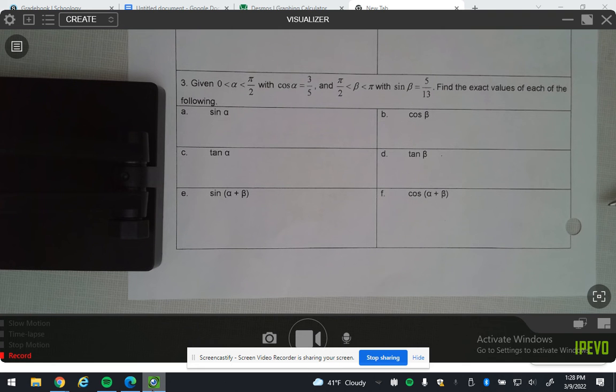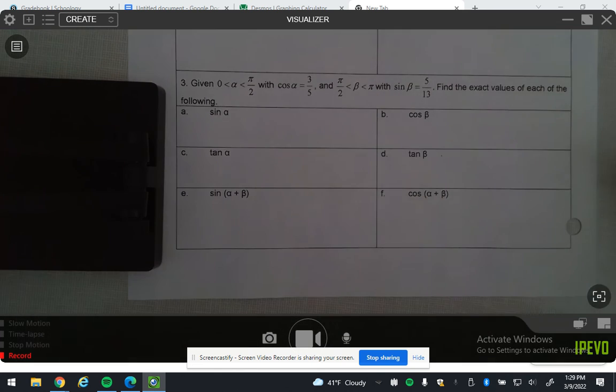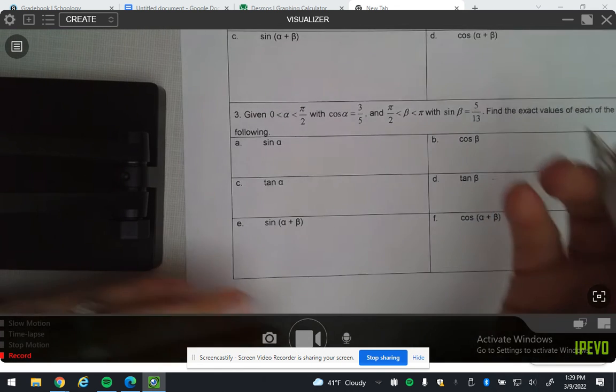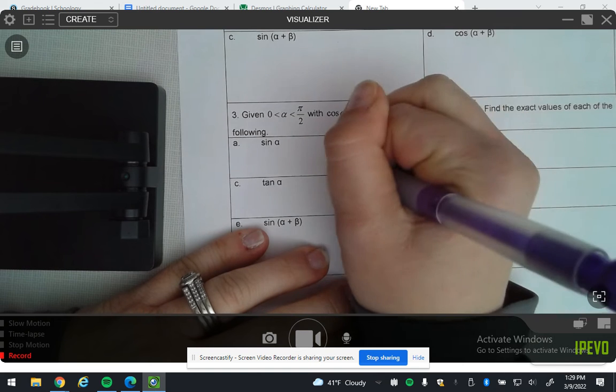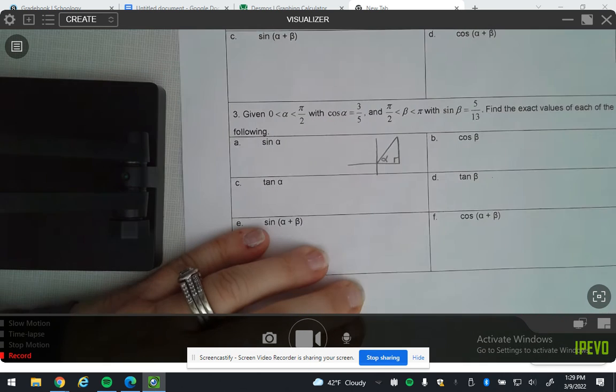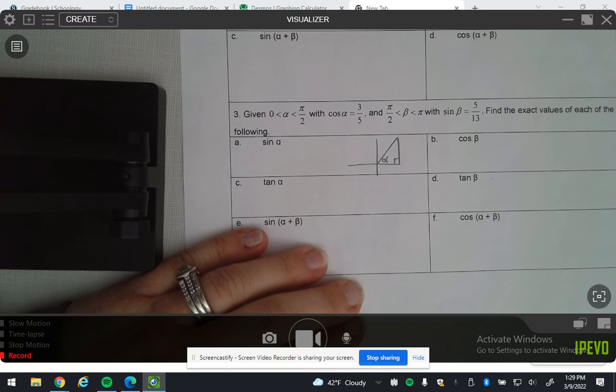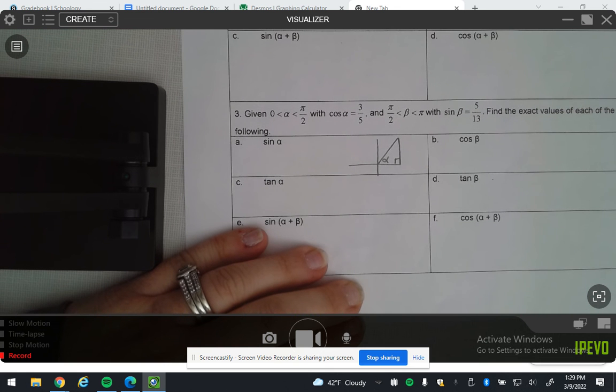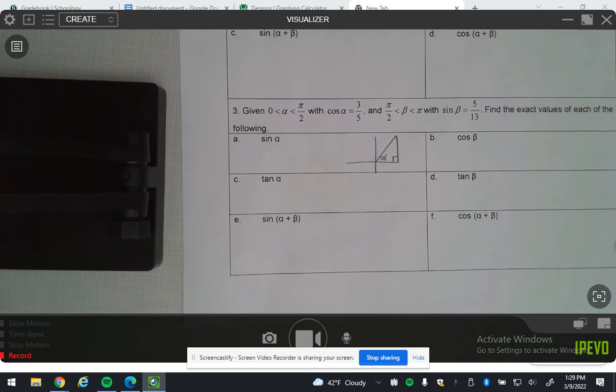What's given to us? We know that we have an angle between 0 and pi over 2. Which angle is between 0 and pi over 2? Alpha. What quadrant is that in? 0 to pi over 2, what quadrant is that? That's first quadrant, right? Okay. So I know alpha is in quadrant 1. Agree or disagree? Okay. Yes? What else does it tell me about alpha?